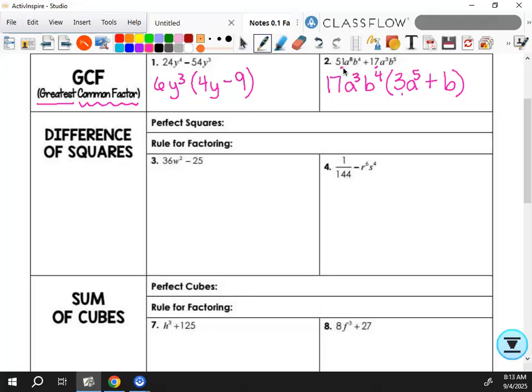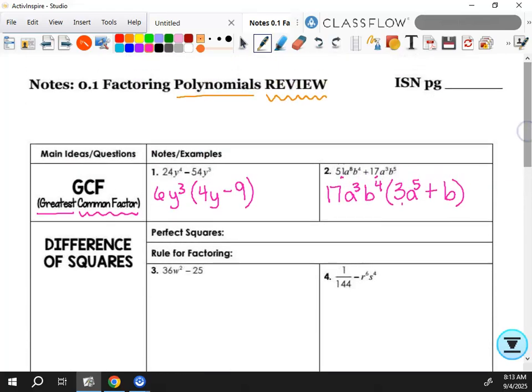As far as the variables that come out, let me do it this way. Let me do 51 a to the 8th times b to the 4th plus 17. Because I think some teachers, I mean, I don't know that I've ever taught this from scratch. It's always been a review thing in everything I've taught. But if I divide this, basically I'm dividing each term by the GCF. 17 a cubed b to the 4th.